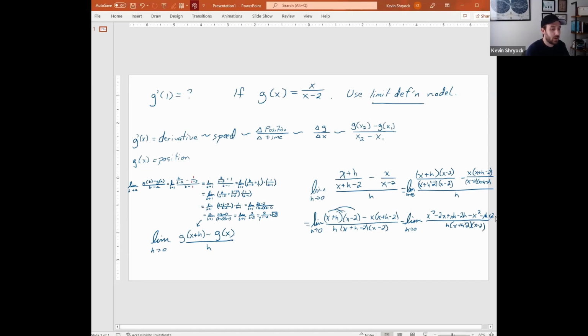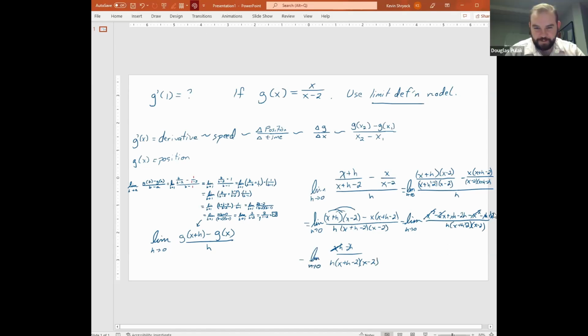And then I can simplify a bunch. This is an x squared minus x squared. This is a minus 2x with a plus 2x. I think we're just left with an xh, minus 2h, excuse me, minus xh. So actually that goes away. We're left with minus 2h over h and x plus h minus 2 times x minus 2, with the limit.